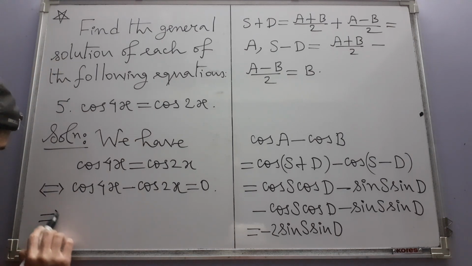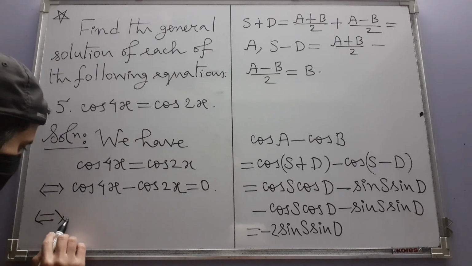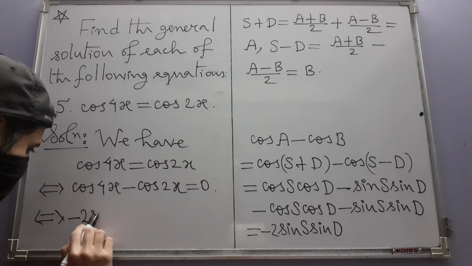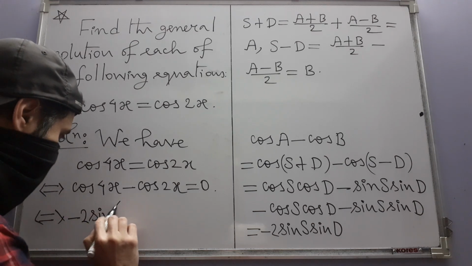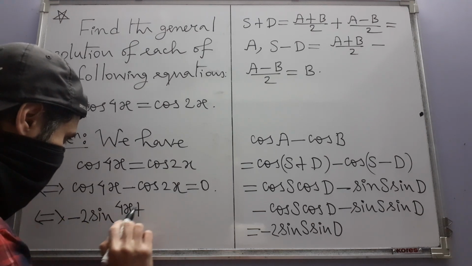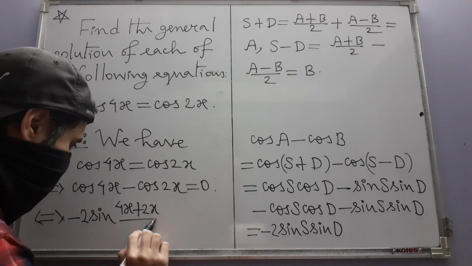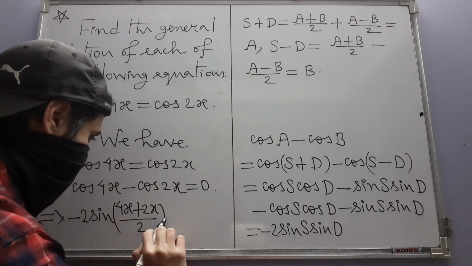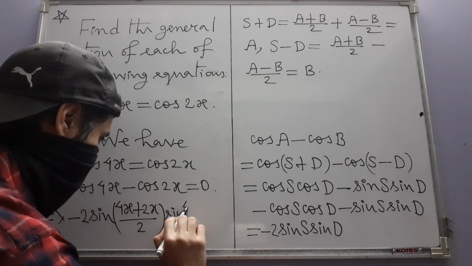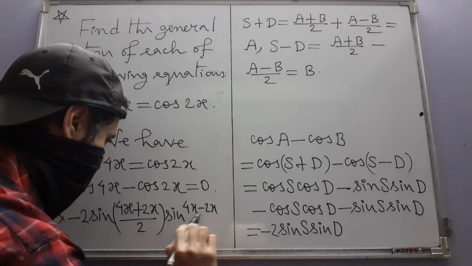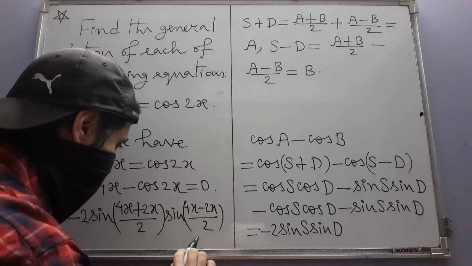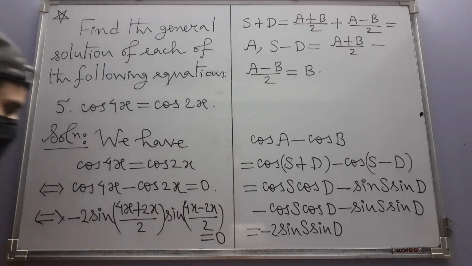So now we apply it here. Minus 2 sin (4x plus 2x)/2 times sin (4x minus 2x)/2 equals 0.